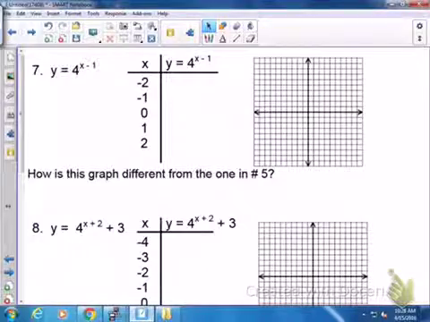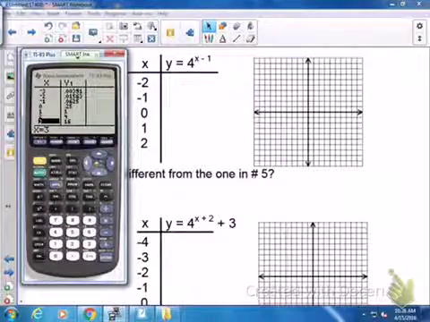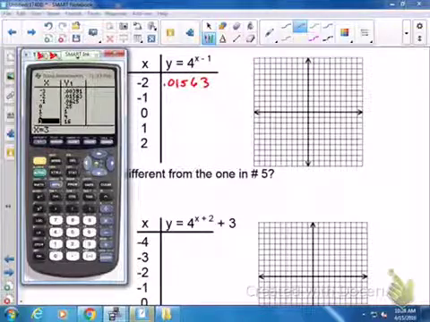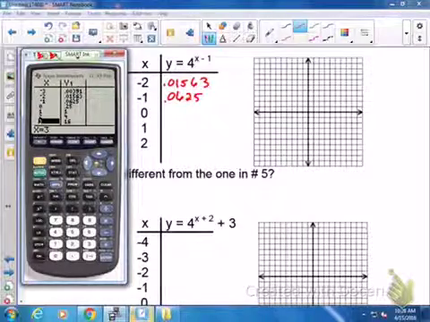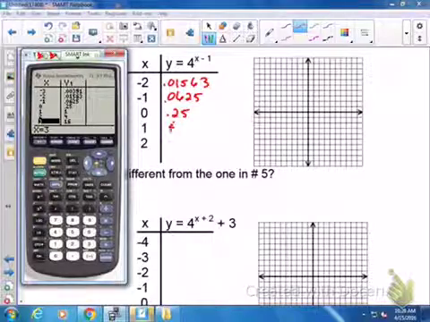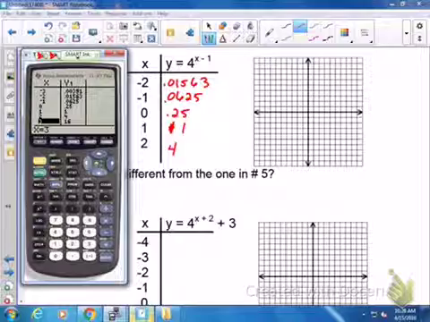So at -2, we're at 0.01563. At -1, we're at 0.0625. At 0, we're at 0.25. Then we're at 1, and then we're at 4. So I'm going to graph those real quick. -2 is practically 0, almost right on the line. So is -1, those are both really small numbers, and 0 is really small, really close to each other. Then at 1, we're at 1, and then at 2, we're at 4.